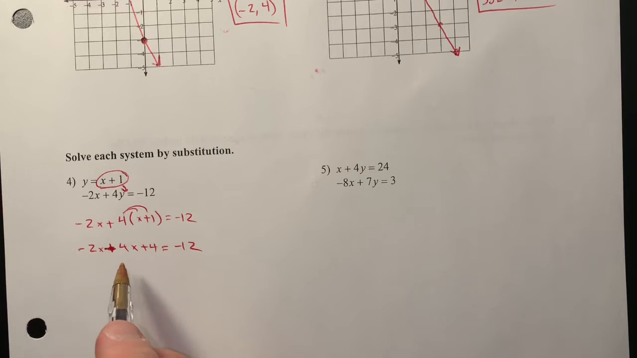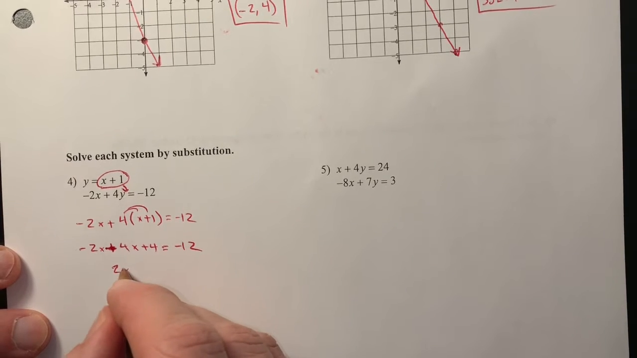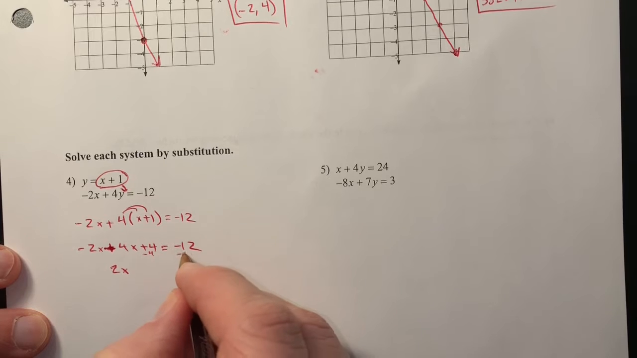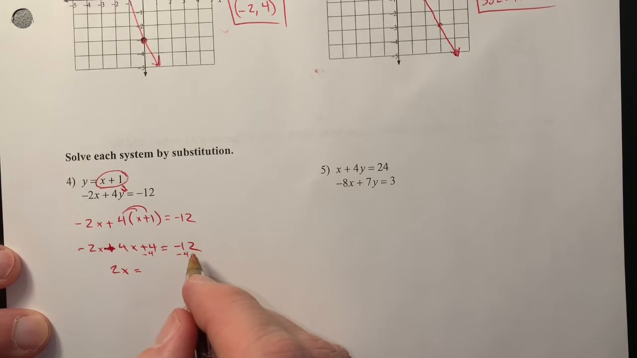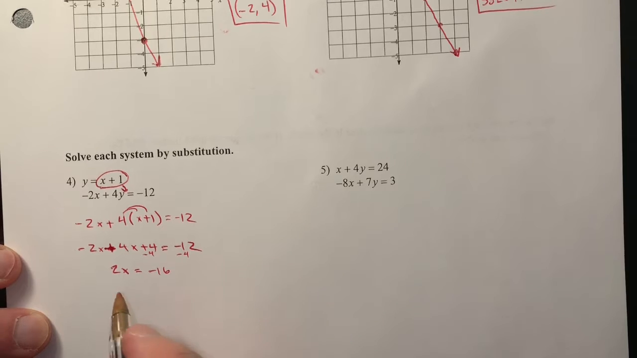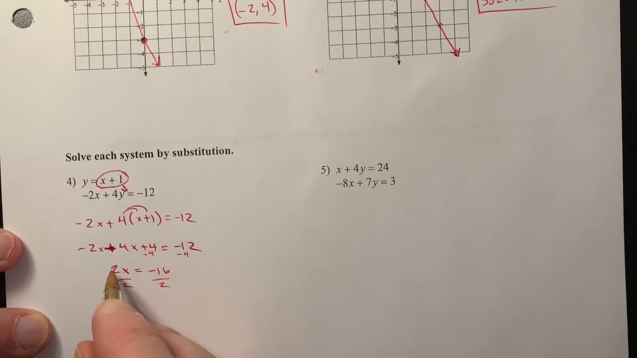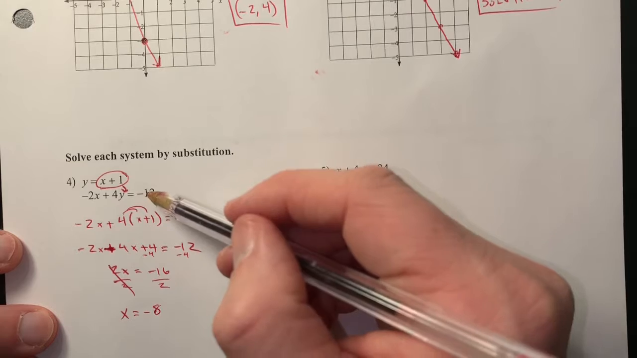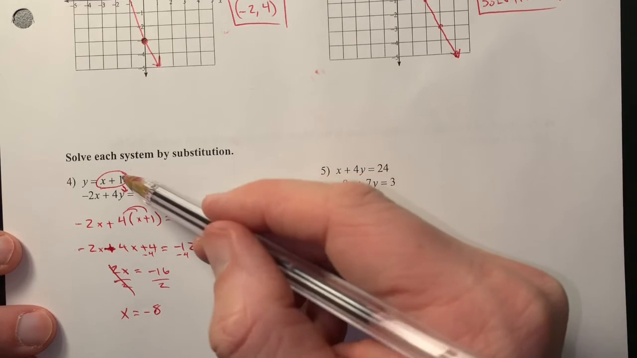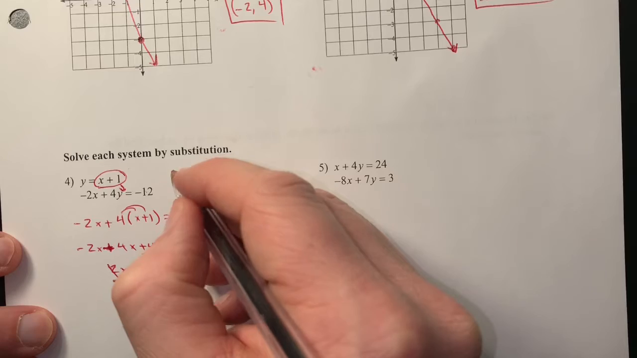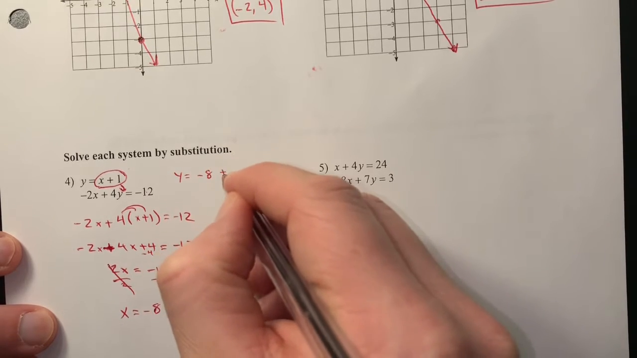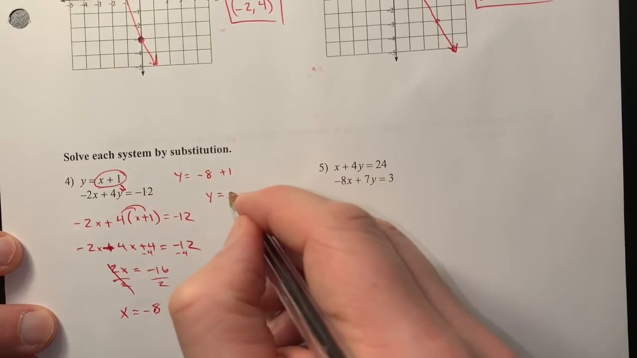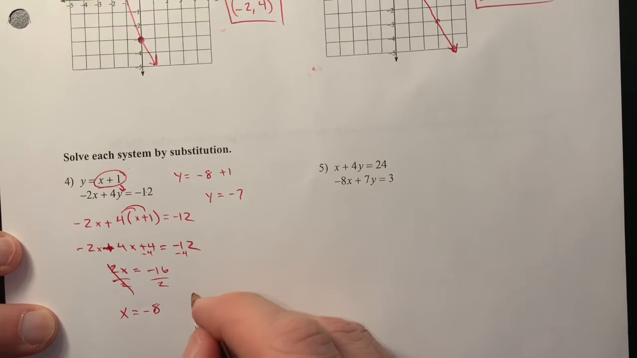Negative 2x plus 4x is 2x. And I can also subtract that 4 from both sides. Negative 12 minus 4 is negative 16. And divide by 2, and I'll get x equals negative 8. Now I can take that negative 8 and substitute it into either one of these two original equations. Top one would probably be the easier one. So y equals negative 8 plus 1, and negative 8 plus 1 is negative 7. So that means my solution is (negative 8, negative 7).